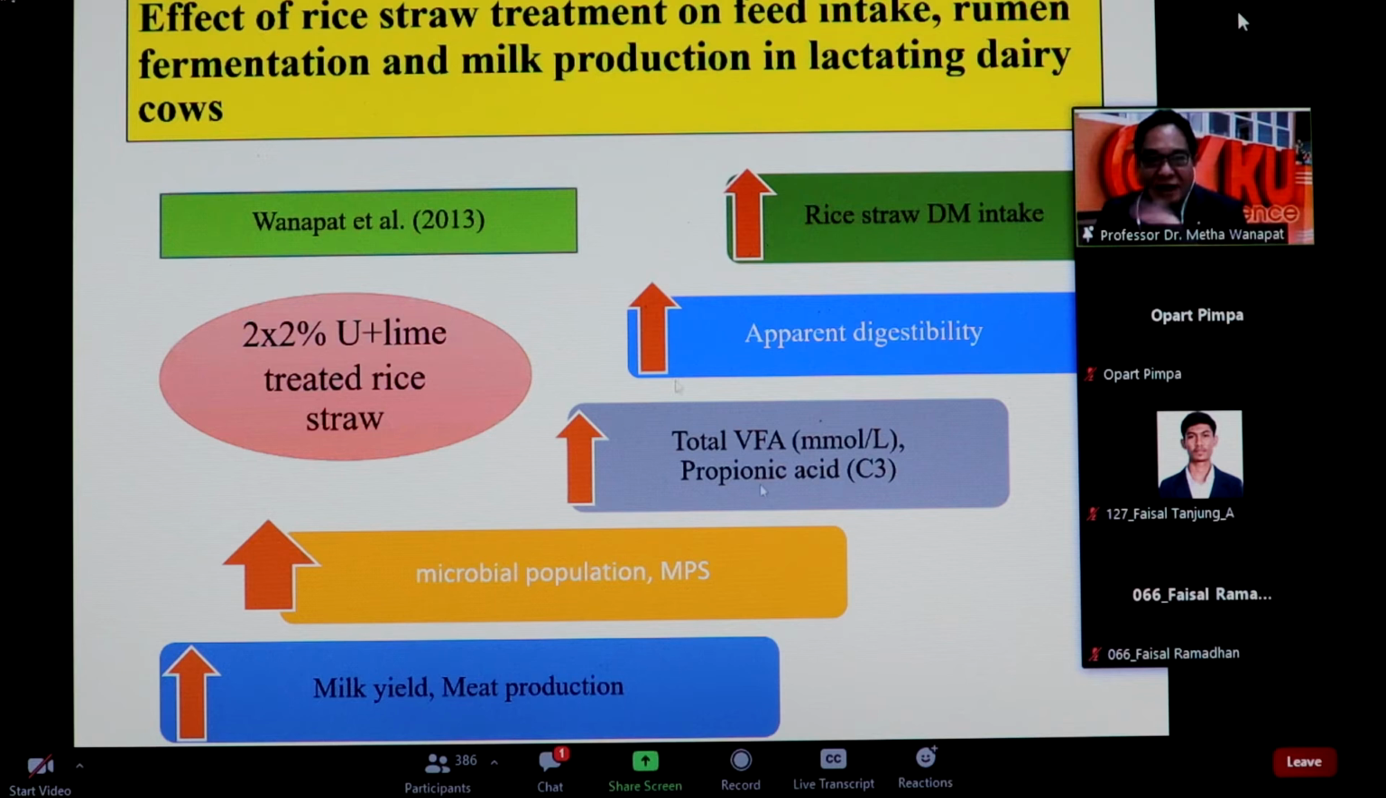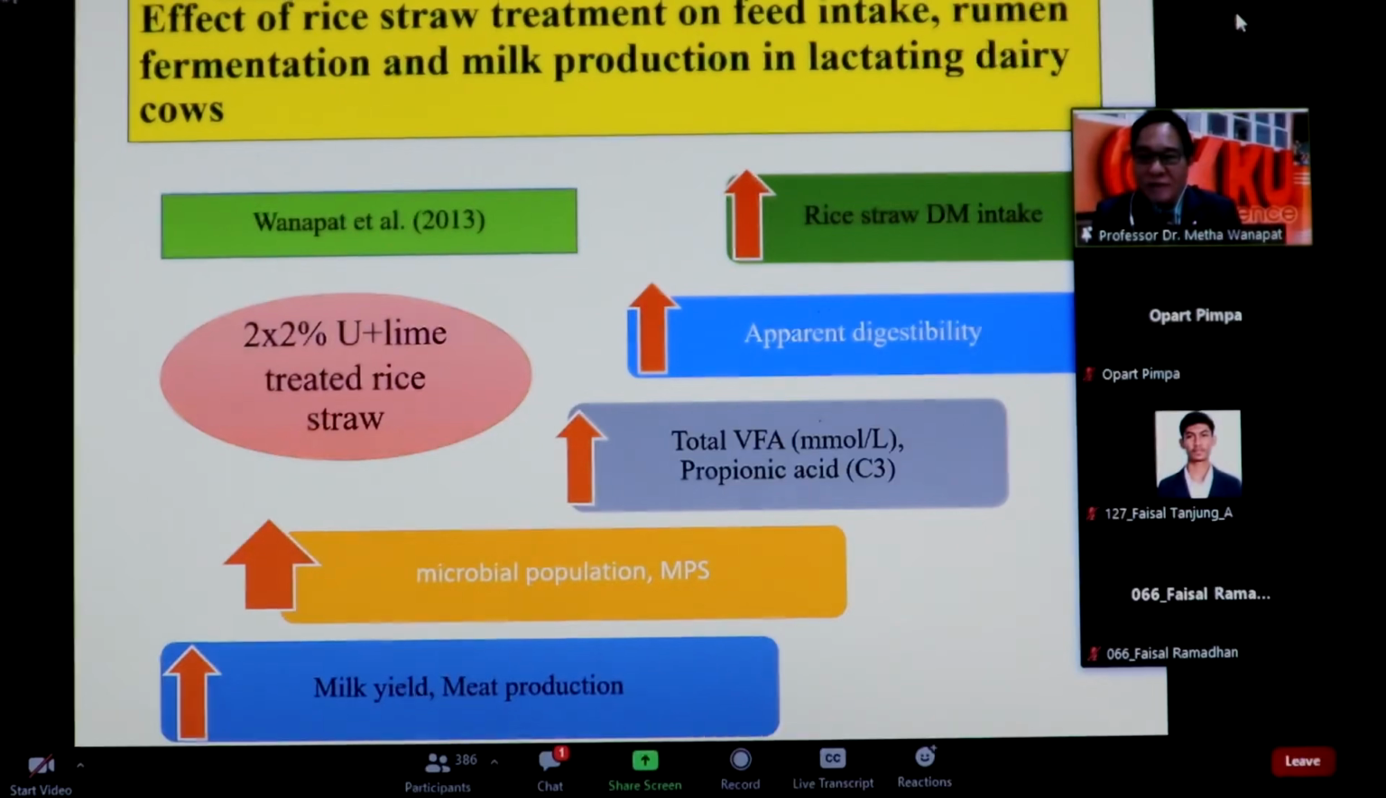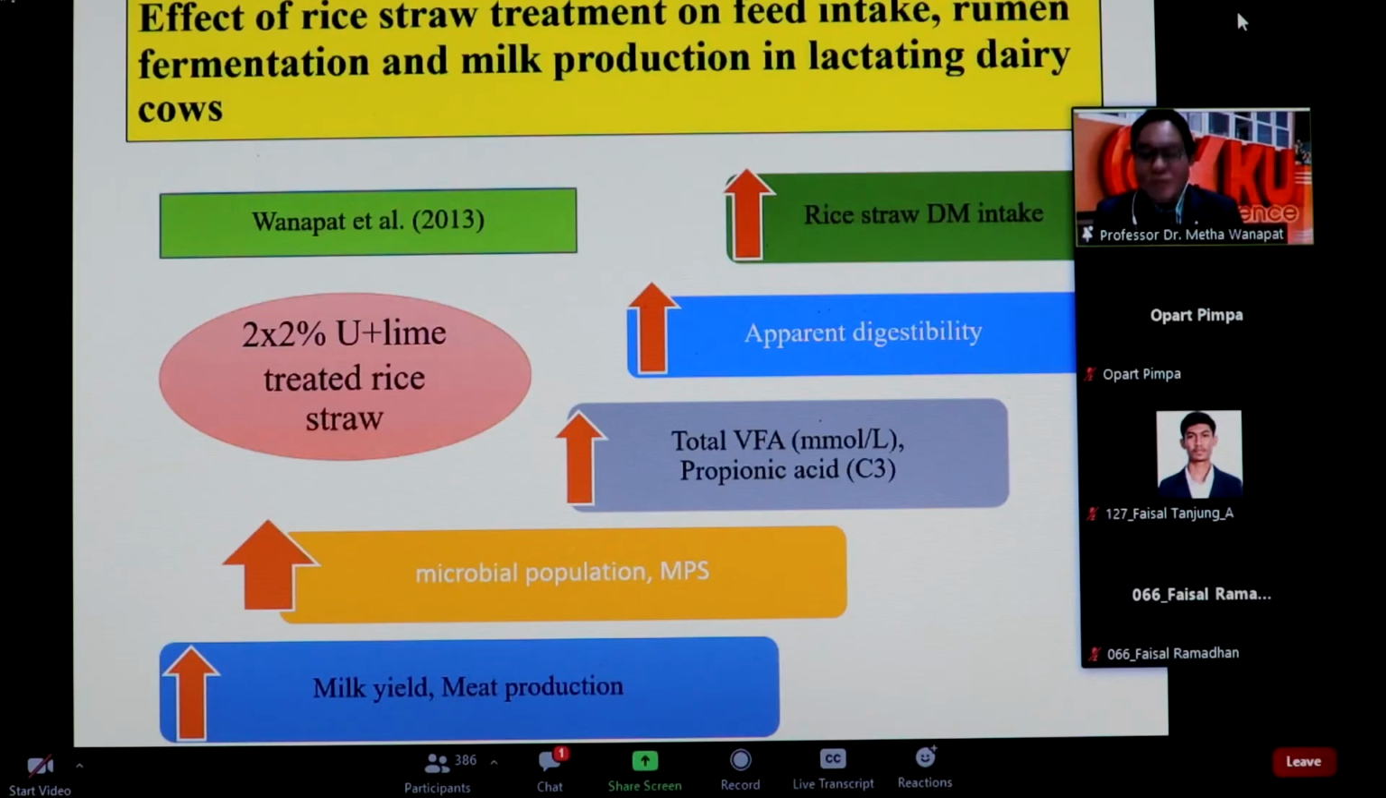In summary, you can see here how urea and lime can improve straw treatment and utilization. They can improve the fermentation and, onward, the intake of rice straw. As I have shown you, intake is very important. It has been obtained very low, but with the treatment it could be much higher.